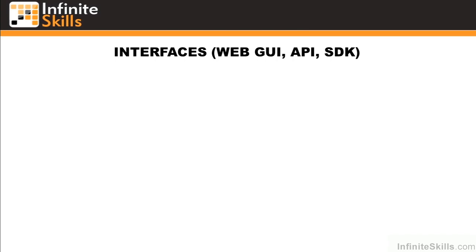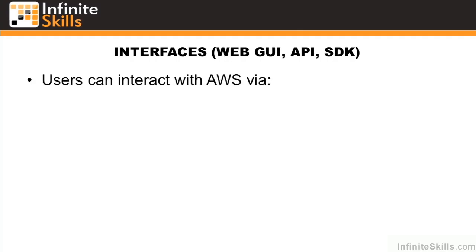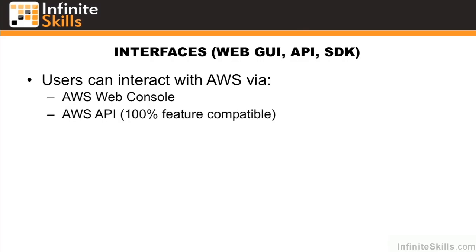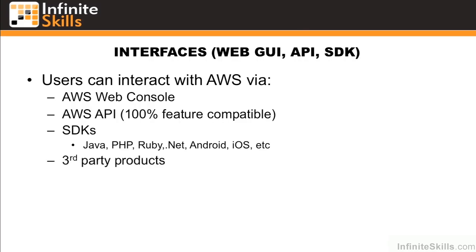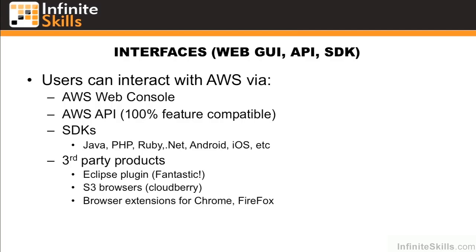In this video, we'll explore the various interfaces available to us to interact with AWS resources. The first thing that users are most familiar with is probably the web console. There's also an AWS API, as well as SDKs for programmatic access via most of the popular languages and platforms. There's also a swath of third-party products, including an Eclipse plugin, S3 browsers such as Cloudberry, and browser extensions for Chrome and Firefox, while Elastic and RightScale also offer deeper integrations.